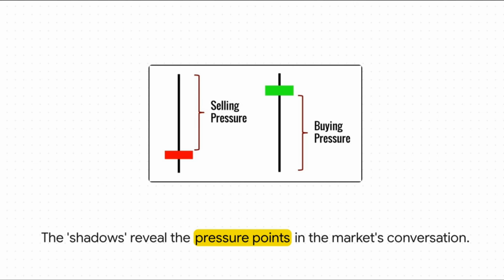And those shadows or wicks are just as important. They show us where the price tried to go, but couldn't. A long upper shadow tells us there was selling pressure: buyers pushed the price way up, but sellers came in and shoved it right back down. And a long lower shadow shows the exact opposite, buying pressure.